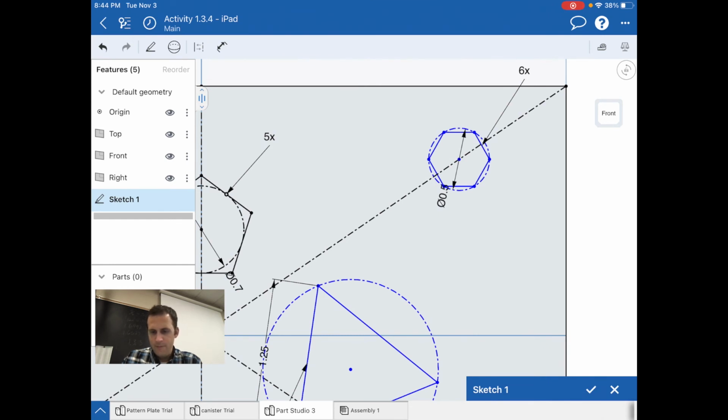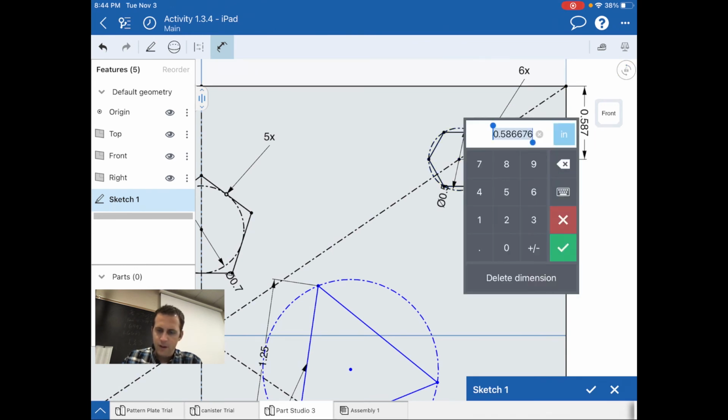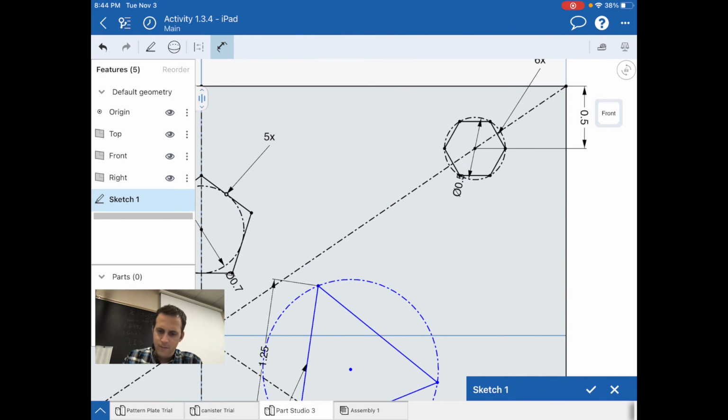Then I need that point coincident on this line. And then I need the center to be 0.5 inches away from the edge. All right, so that one is black, which means it is locked into its position as well.